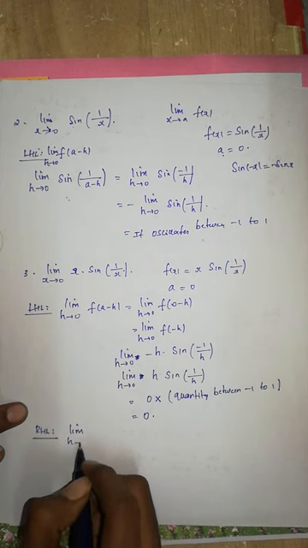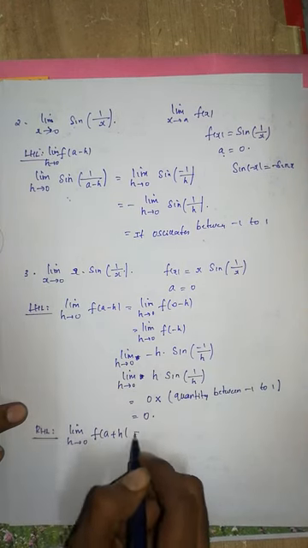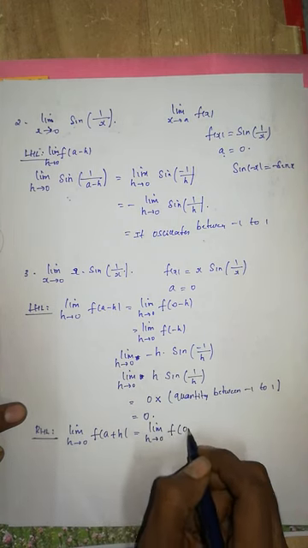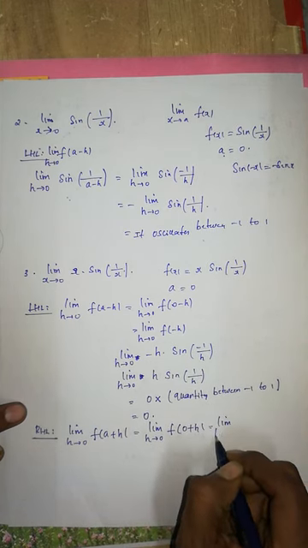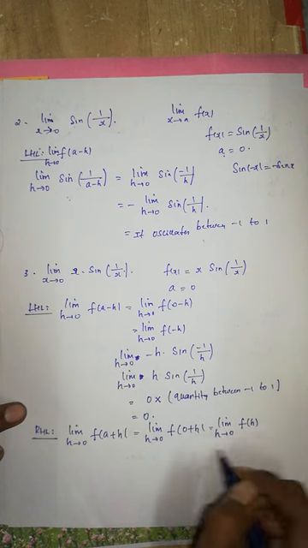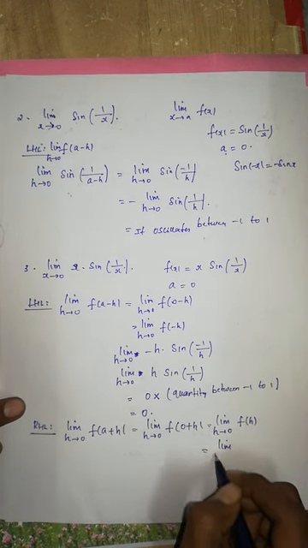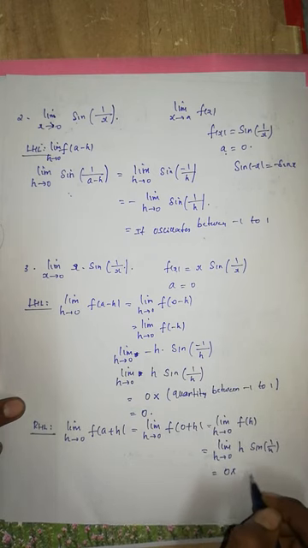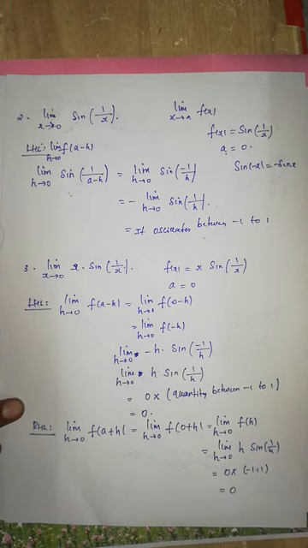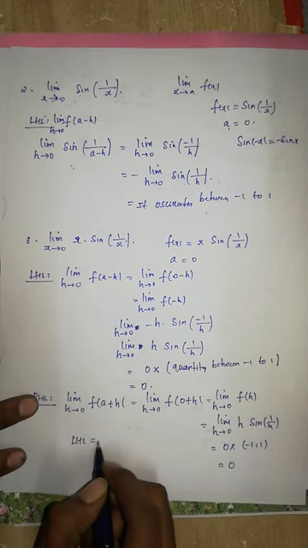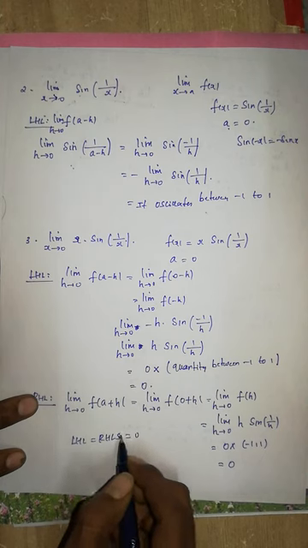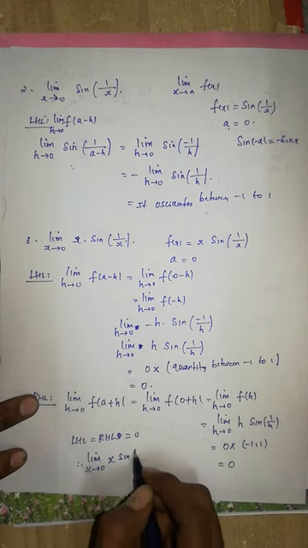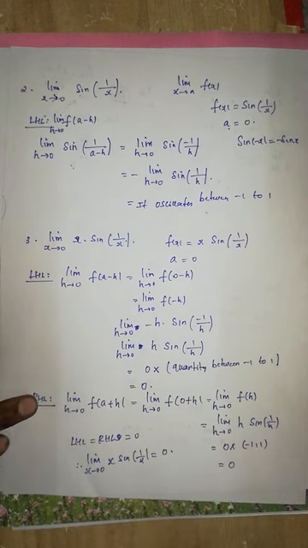Again, the RHL is limit h tends to 0 of f of a plus h. Since a is 0, I have 0 plus h, so limit h tends to 0 of f of h, which is limit h tends to 0 of h sine 1 by h. Again, for the same reason, 0 into a quantity between minus 1 and 1 will be 0. So the left hand limit and the right hand limit both exist and both are equal to 0. Therefore the limit x tends to 0 of x sine 1 by x will be 0.